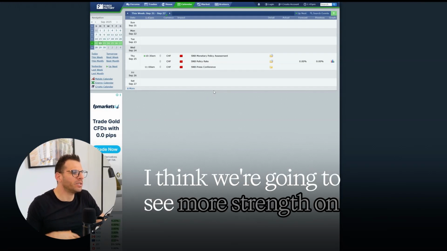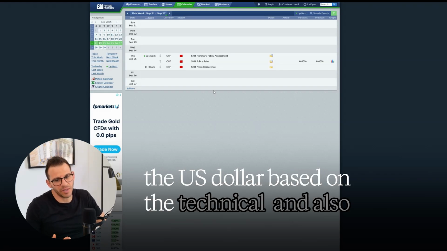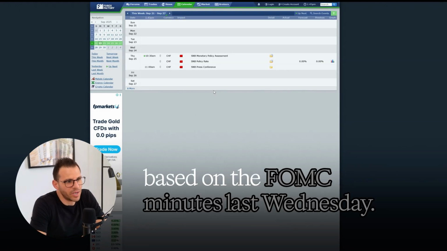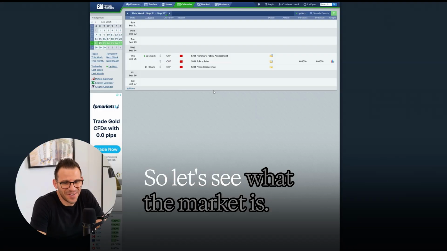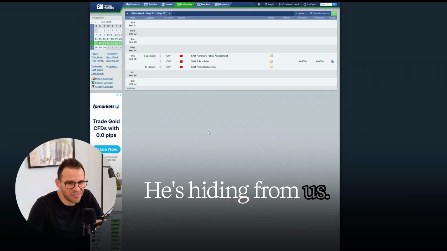I think we're going to see more strength on the US dollar based on the technical charts and also based on the FOMC minutes last Wednesday. So let's see what the market is hiding from us.